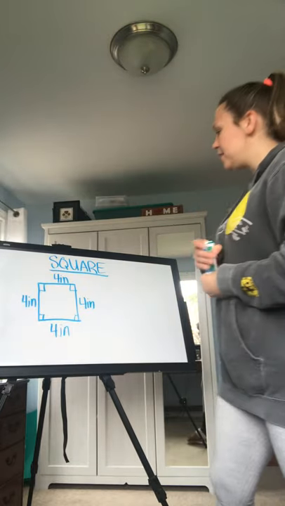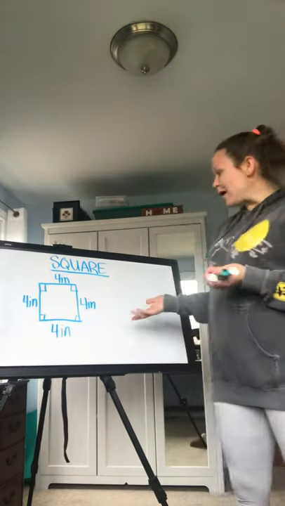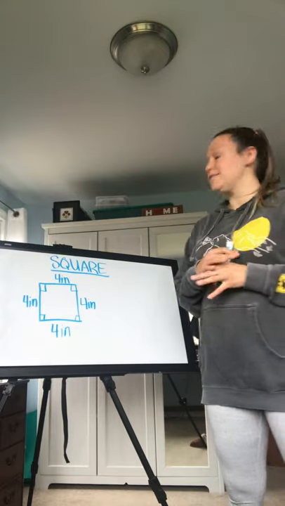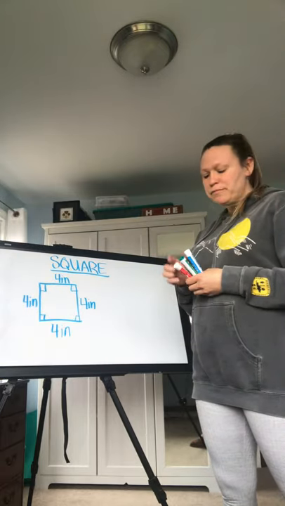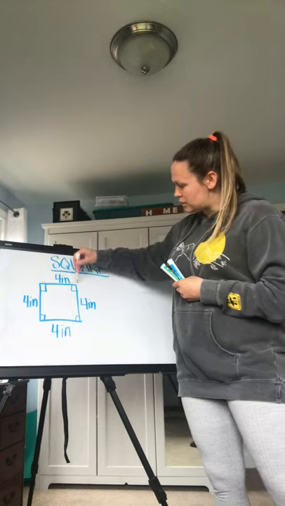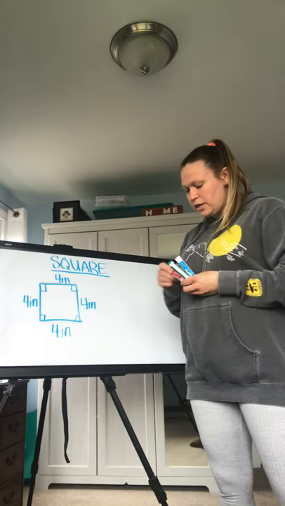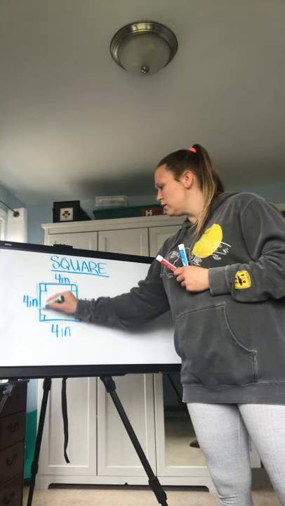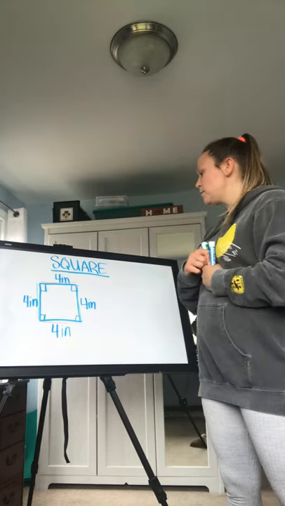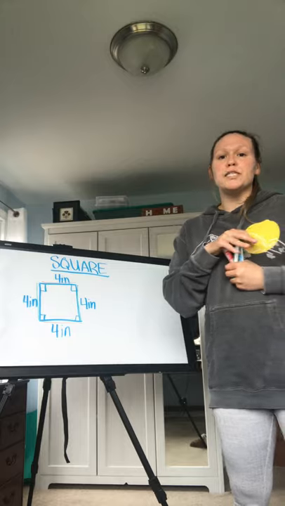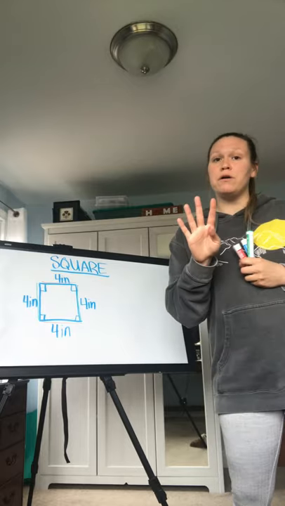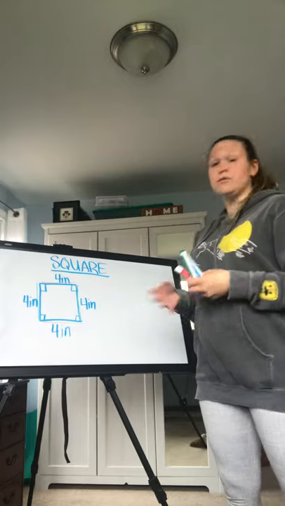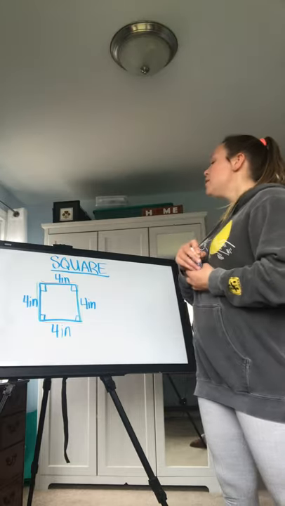All right, so our last quadrilateral is the square. The square is a type of parallelogram because it has two sets of parallel lines. One there, and one here. So two pairs of parallel lines. A square is really special because it has to have four right angles, just like the rectangle, so it is a type of rectangle.